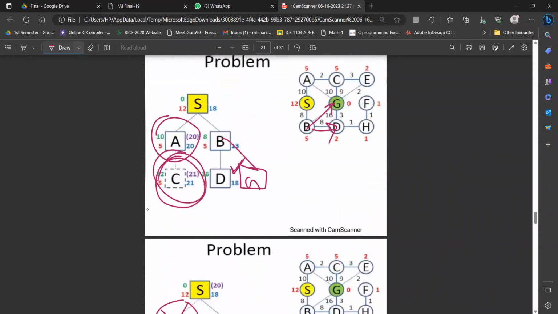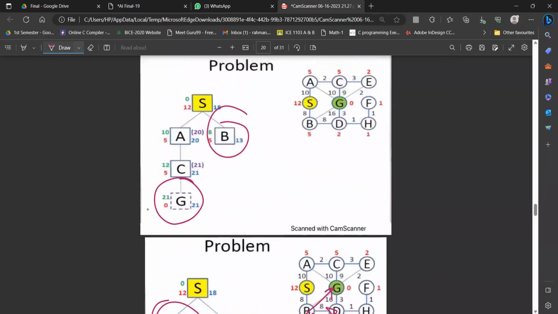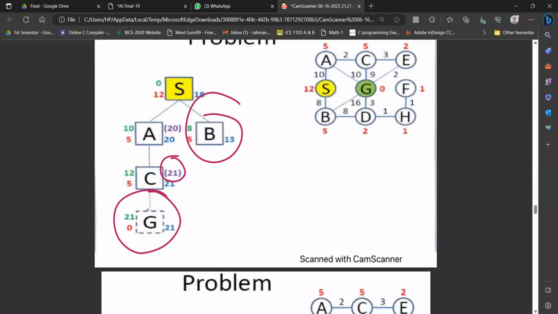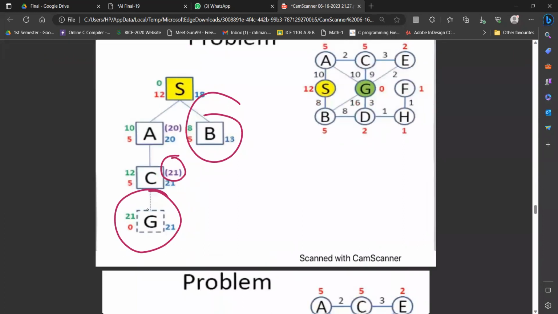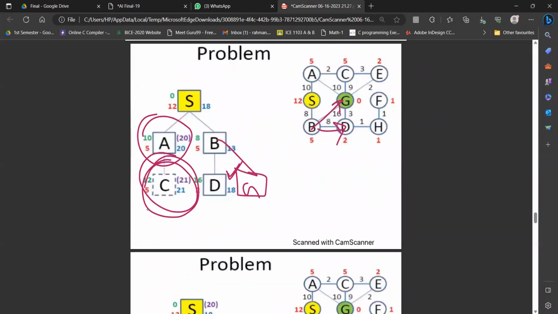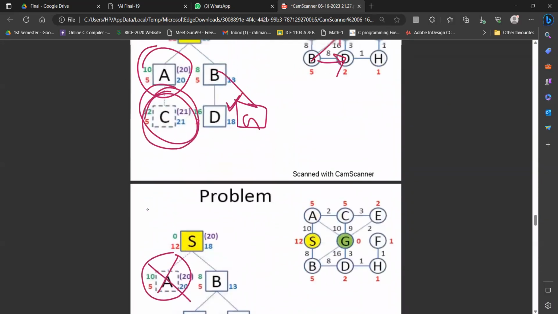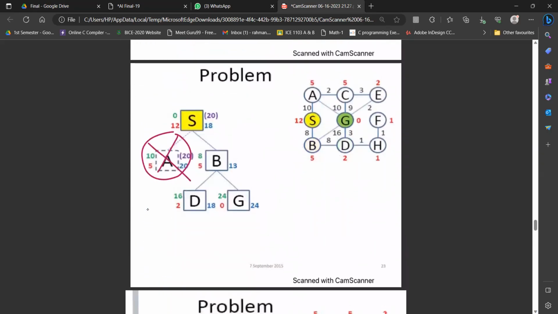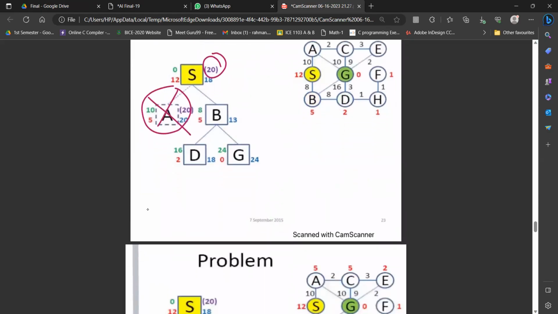And by the way, I don't know if you noticed, but each time I am deleting, do you see how I'm writing 21 here? Because I deleted the child of C. That's why I wrote 21 here. And when I'm deleting A, for example, I'm writing 20 here because I want to remember the child of S that is being deleted. All right? Very important.